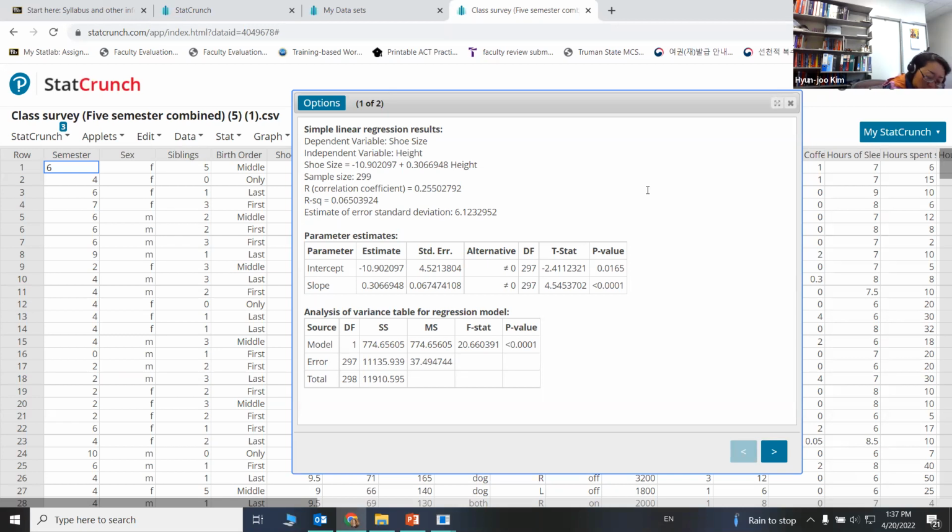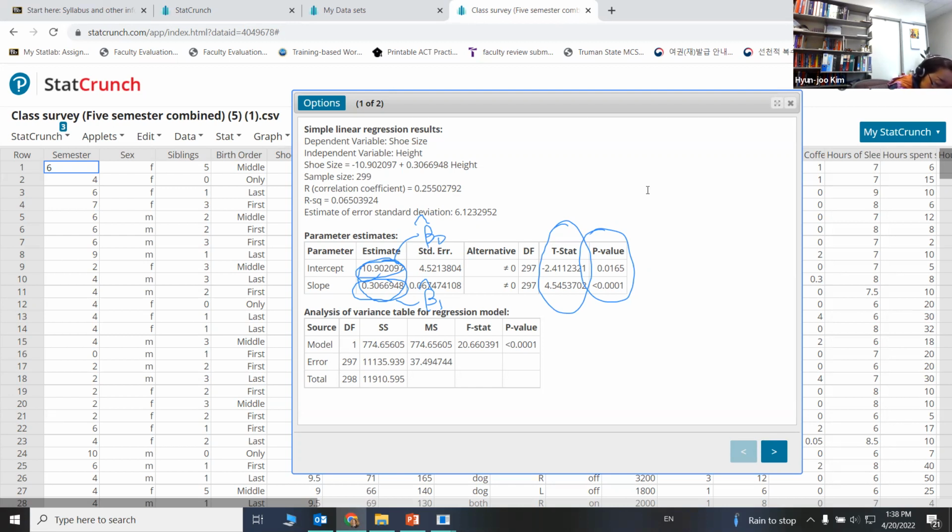The couple of things that you want to know: this is the beta naught hat and beta 1 hat. The upper one is beta naught hat, the intercept, and the lower one, related to the slope, is beta 1 hat. All the other columns after your estimate, we're not going to worry about at this point. Later on, we'll talk about the statistics and the p-value and how we make a decision based on that. But at this point, we're not going to worry about that.